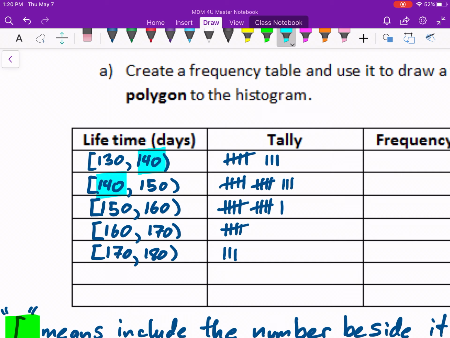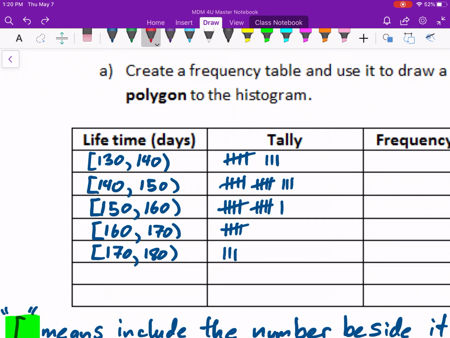You can see I've highlighted in blue. If something lasts exactly 140 days, according to my table, which interval do I put it in? Do I put it in the 130 to 140 or the 140 to 150? The round bracket tells me don't put it in that interval. Anything up to 140 I'll include, but the 140 itself should go in this interval because it's got the square bracket beside it telling me to include that one there.